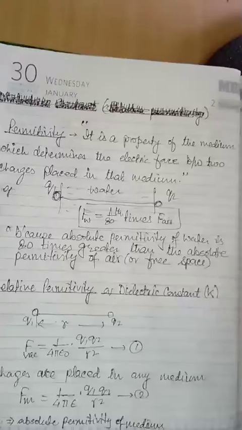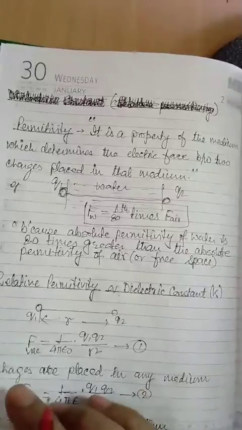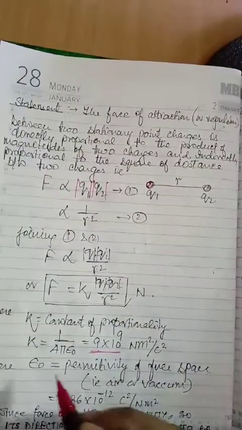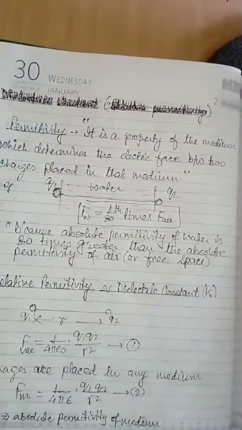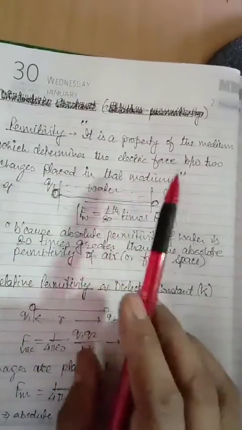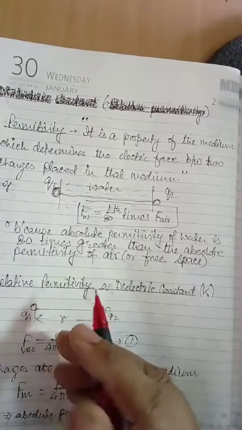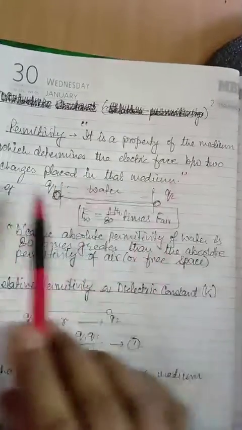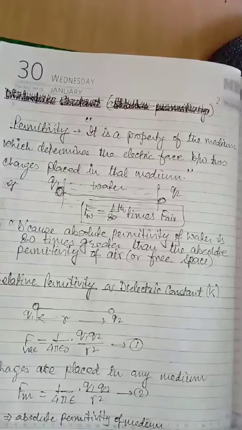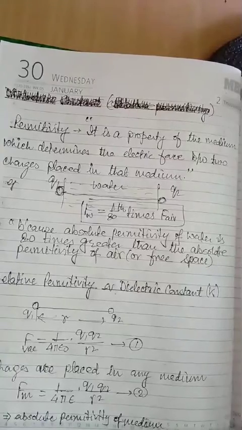Now we have to understand what we mean by permittivity, because previously we have used this epsilon naught here, that is called permittivity of free space. What do you mean by permittivity? So basically permittivity is a property of any medium. Medium may be solid, liquid, gases, whatever. It is the property of the medium which determines the electric force between the two charges. Means electric force depends on the medium in between the two charges where they are kept.